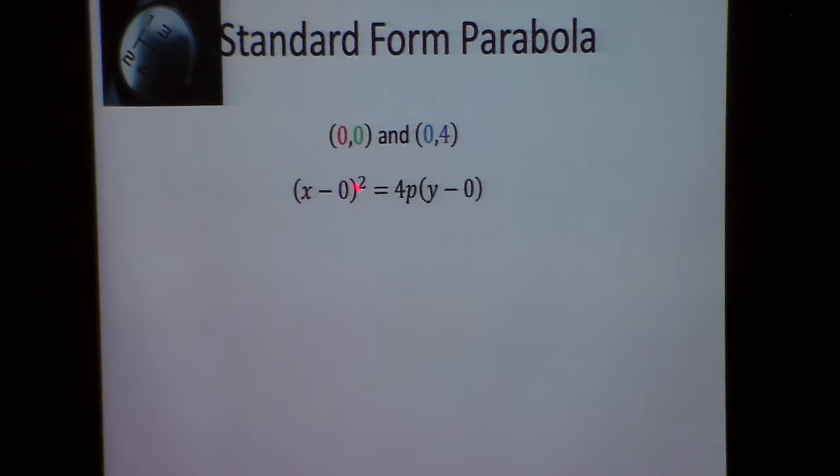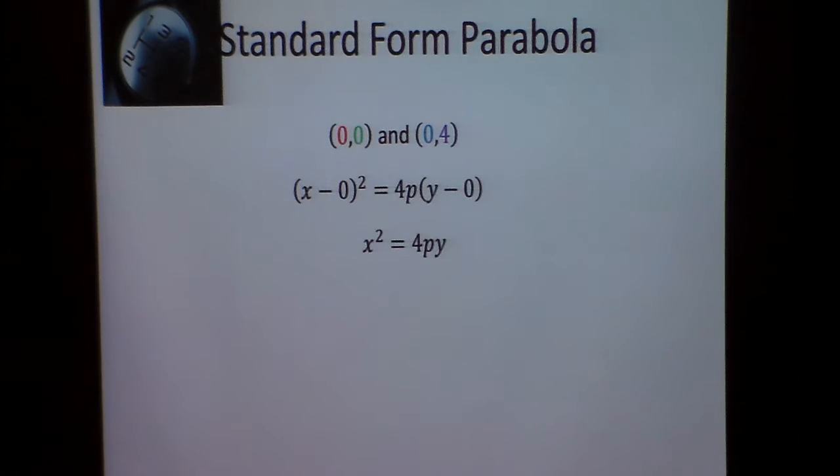So I have x minus 0 squared equals, and since my formula was 4p times the y, it's going to be y minus 0, because this is my h and my k. This should be really red, and that should be the green h and k. All right. In this case, 0 is not going to change it, so I have the equation x squared equals 4py.